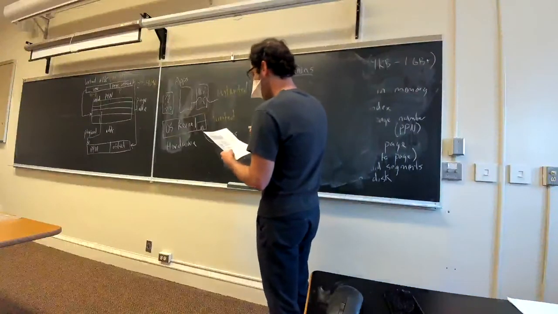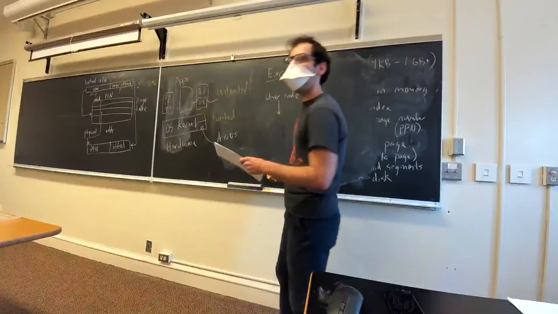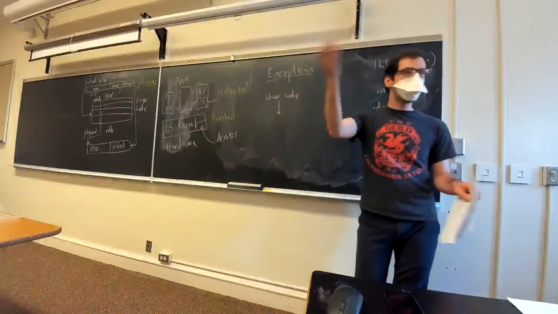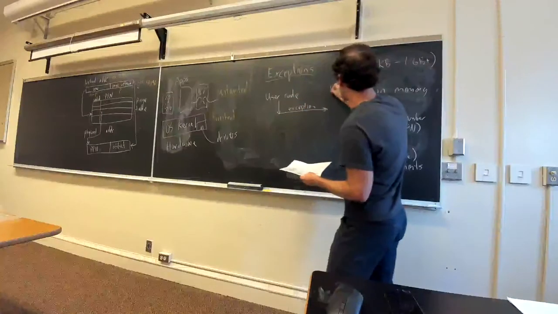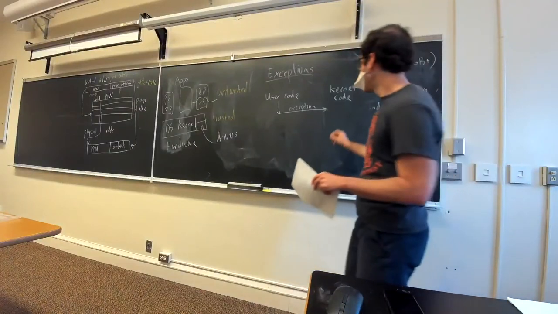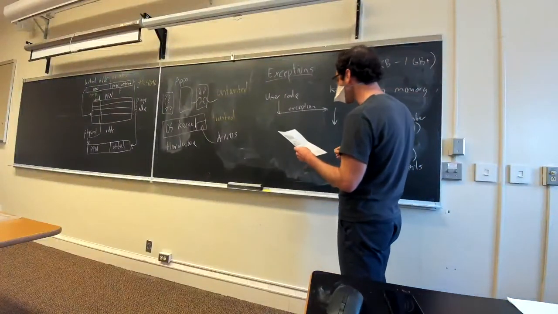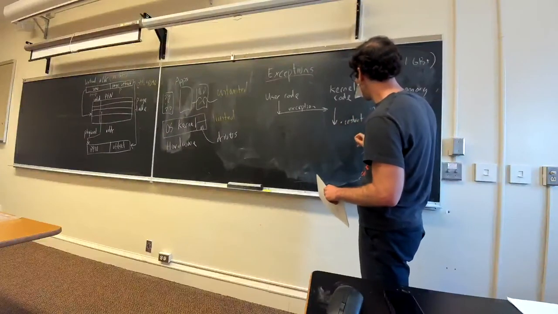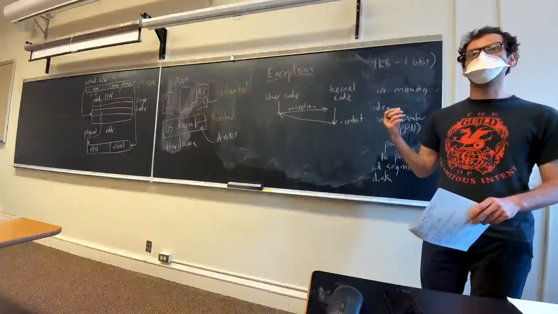And a general picture is that user code is running along, and then something happens. This could be a page fault, this could be a divide by zero, or various other kinds of exceptions. But when the exception happens, control is transferred to the operating system kernel, which will then handle the exception in whatever way is appropriate. And at the end of the exception, we will either restart the instruction that caused the exception. This is what happens in the case of a recoverable page fault.